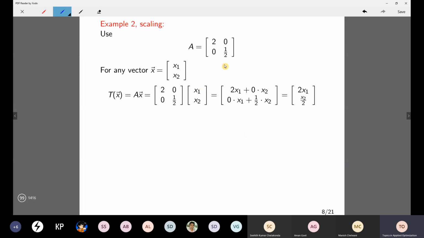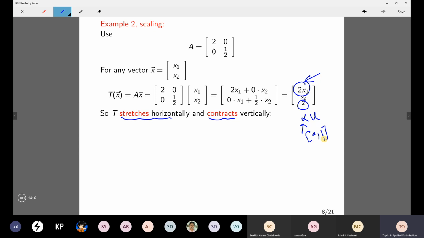We can also define a linear transform which does the scaling. For instance, T of x is Ax, and A is this diagonal matrix. If you choose a diagonal matrix, then it acts like a scaling. If I multiply like this, I only get this thing scaled: 2 times the horizontal component and half times the vertical component. So T stretches horizontally because it's 2 times your vector, and it contracts vertically. Remember the last class I said, if your scalar is between 0 and 1, then it will contract a given vector. It will shorten the length.